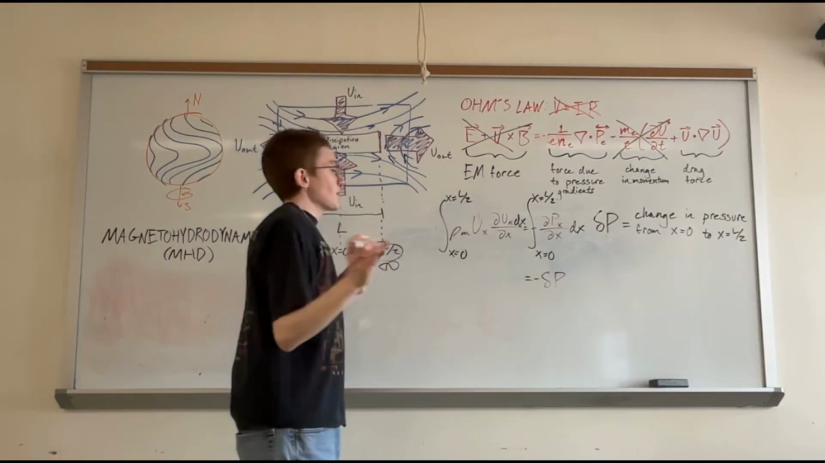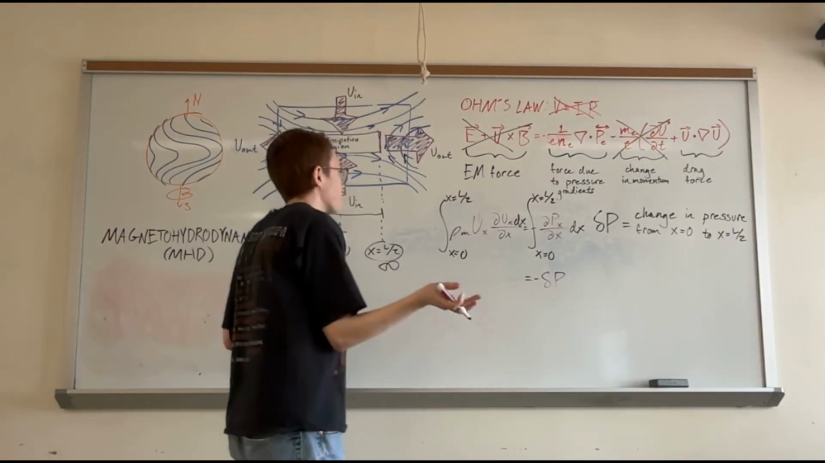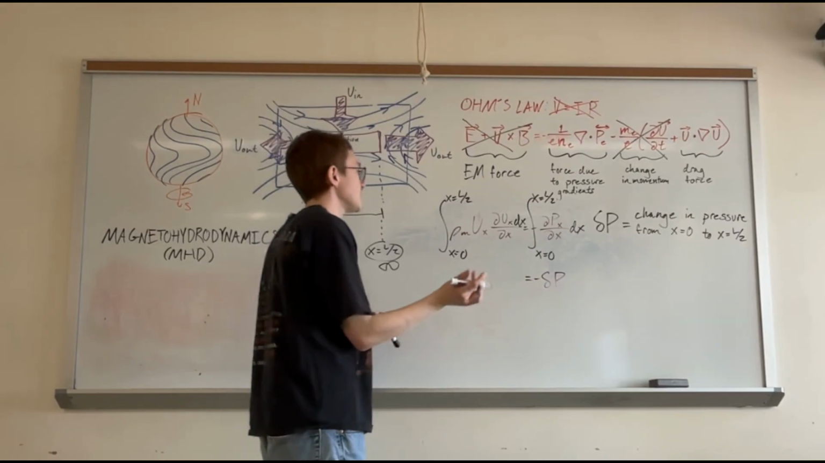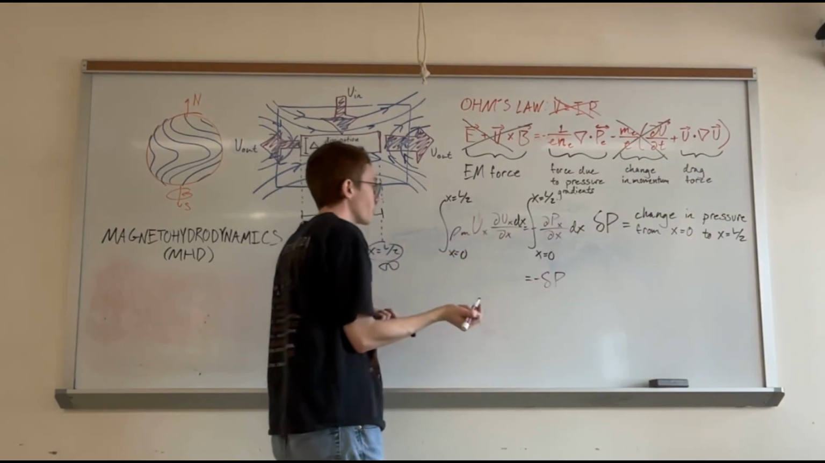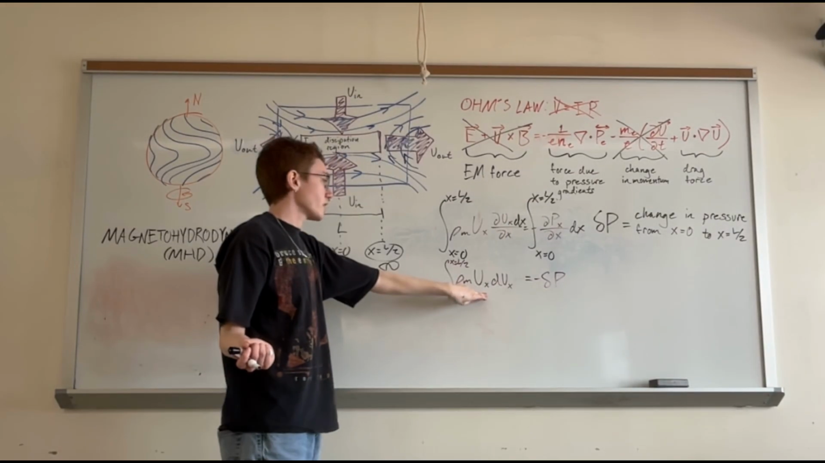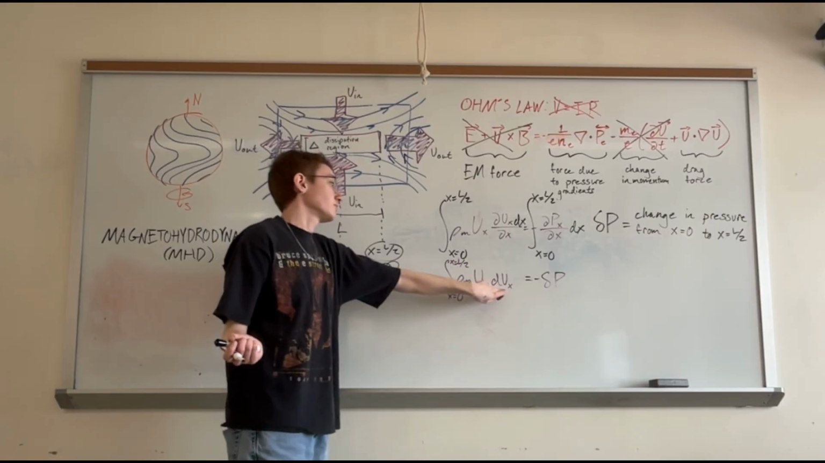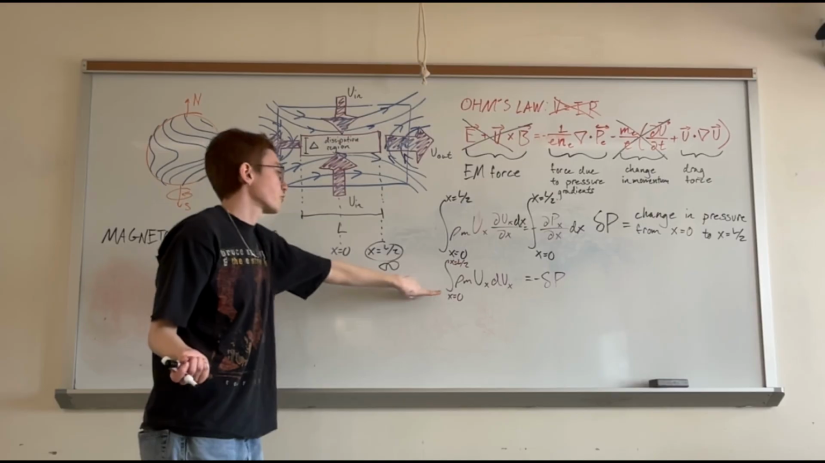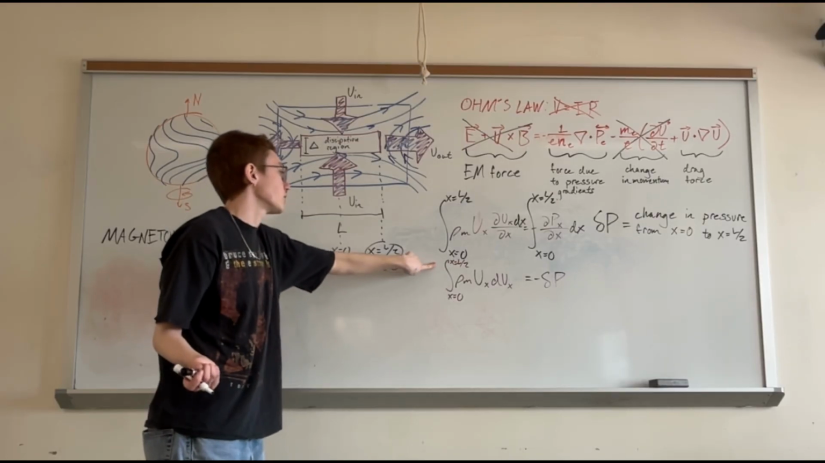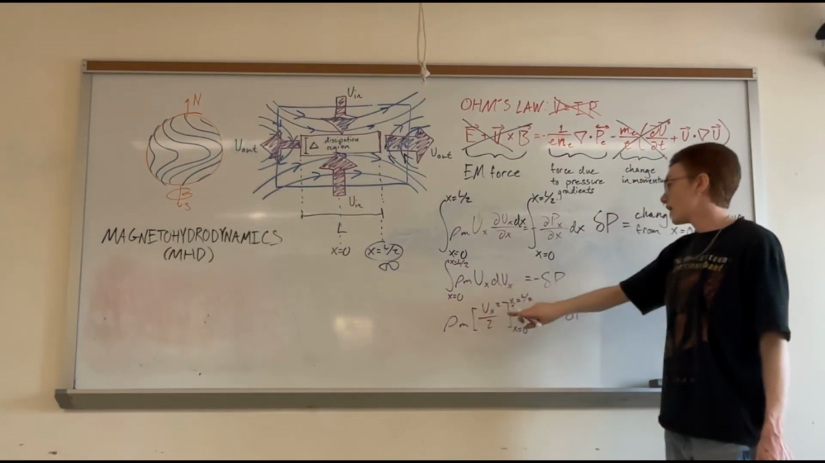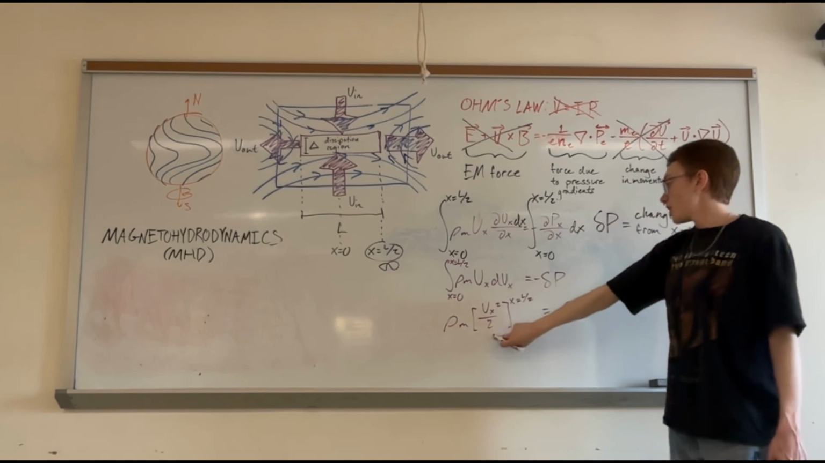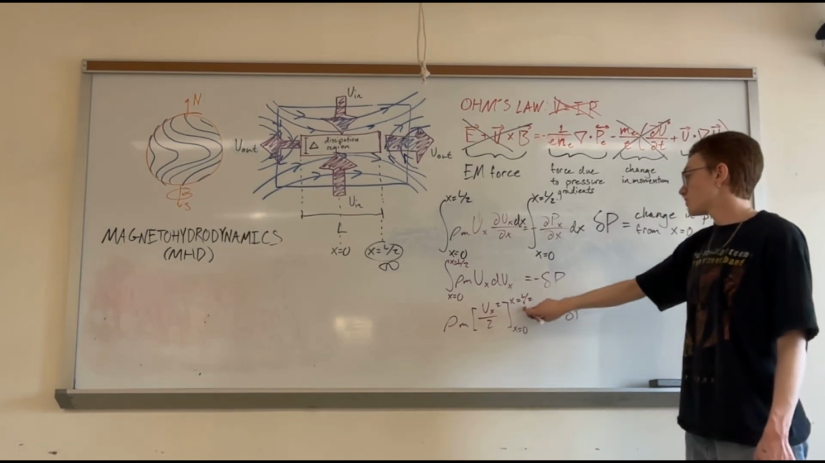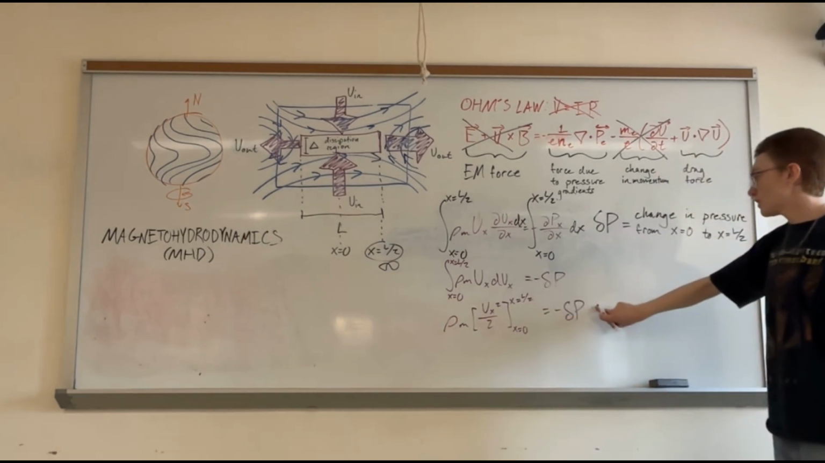Okay, what about this side? Mathematicians are going to hate me for this one, but you can kind of imagine these dx's as canceling. So what we really have is u of x integrated with respect to x. Be careful, don't change your bounds. We're still going from x equals 0 to x equals L over 2. So we do this integral, and we get u x squared over 2 from x equals 0 to x equals L over 2 is negative delta p.